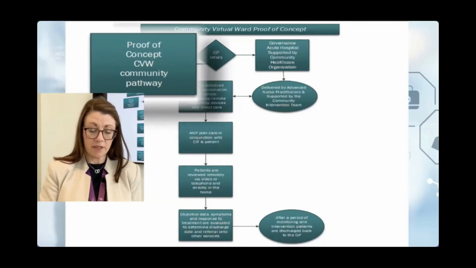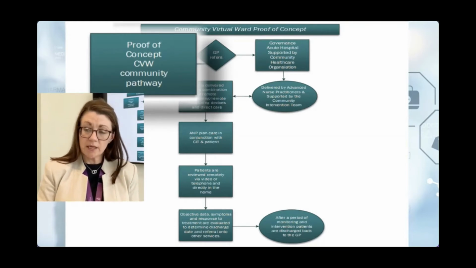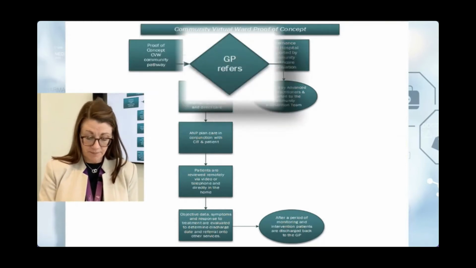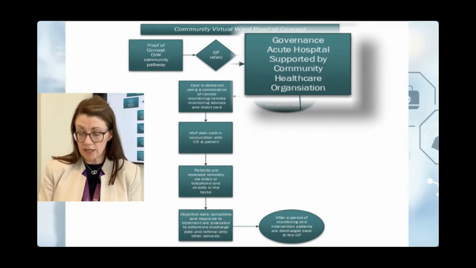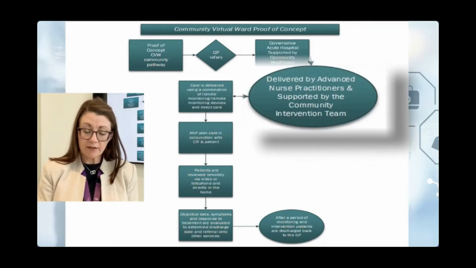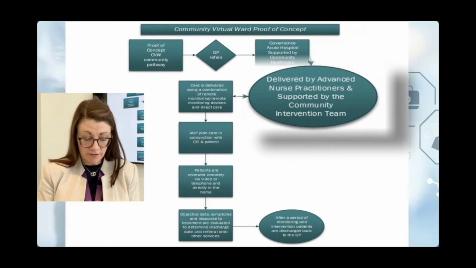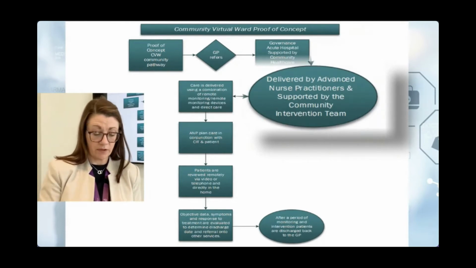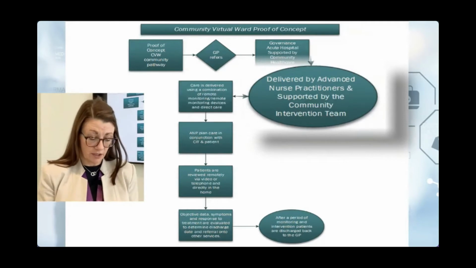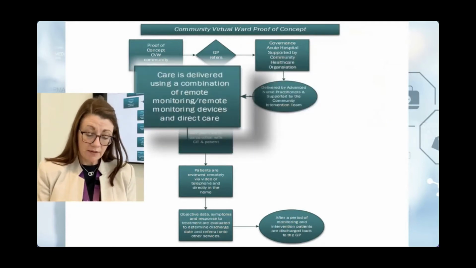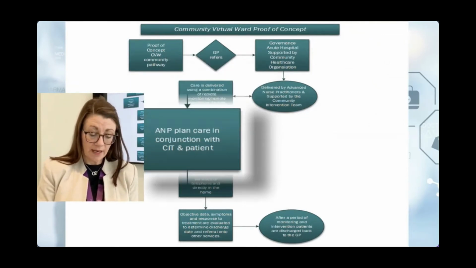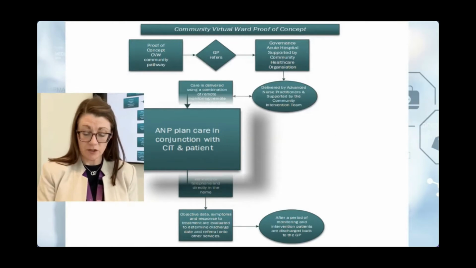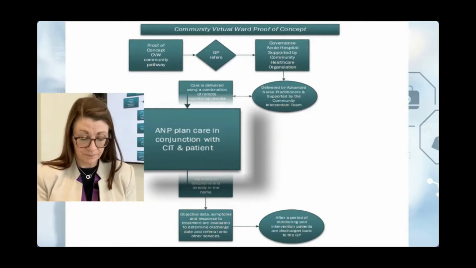So the community virtual ward proof of concept then. The proof of concept of community virtual ward pathways. So the GP refers the patient and the governance is supported then by the acute hospital and the community health organisation. Care is delivered by the community intervention teams, which is what we did for the proof of concept, and supported by advanced nurse practitioners. The care is delivered using a combination of remote monitoring devices and direct care. And the ANP designed the plan of care in conjunction with the community intervention team.